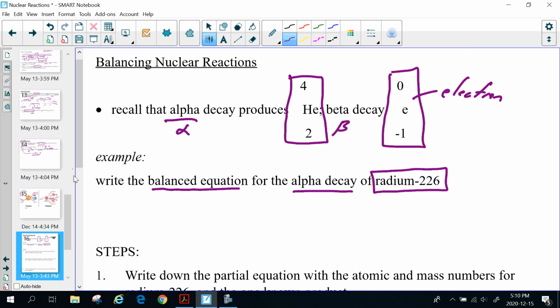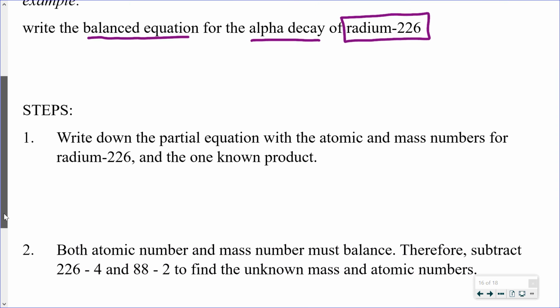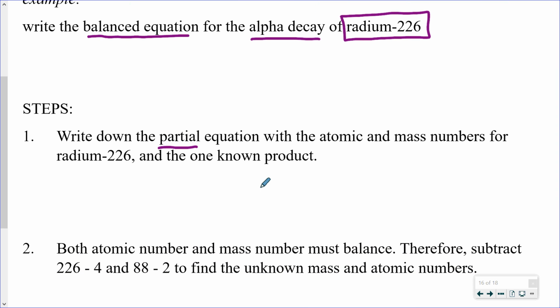Okay, so back to our balancing for this reaction. So the steps that we have: first of all, write down the partial equation. Why do I say the partial equation? Because we're told that radium is the fuel. We just saw from the data booklet that the symbol for radium is Ra, with 226 for the mass number, and 88 the number of protons. What else do we know? Well, we're told that we have alpha decay, so that's going to be one of our products.